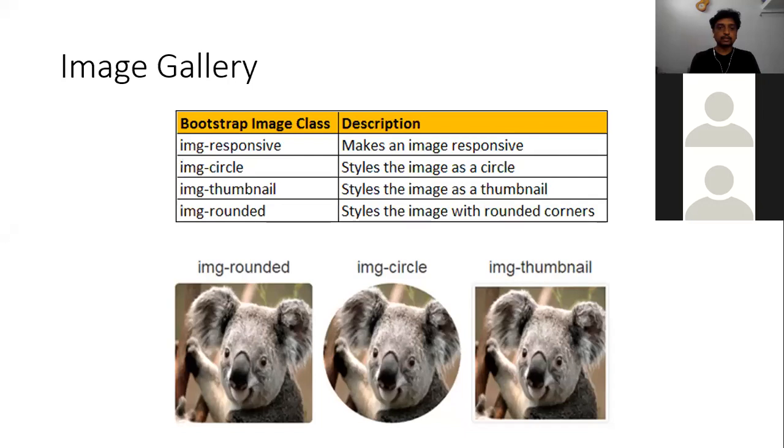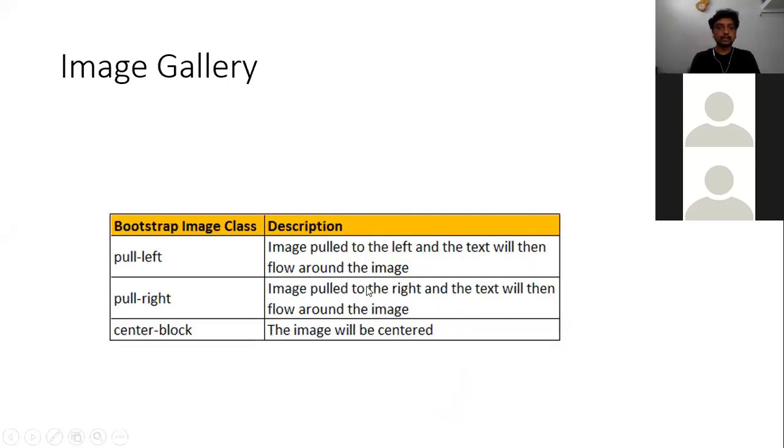Along with these classes, it supports three more classes: pull left, pull right, and center block. Pull left will bring the image to the left of the screen, pull right will pull the image to the right of the screen, and center will bring the image to the center of the screen. I will show you how this is done. These are the classes we are going to use while working with the image gallery.